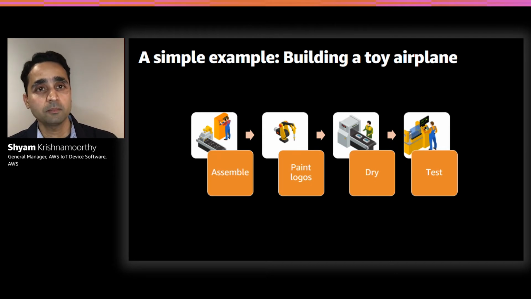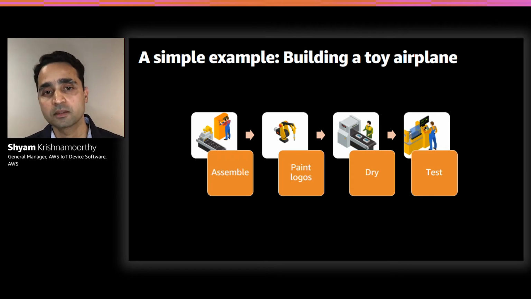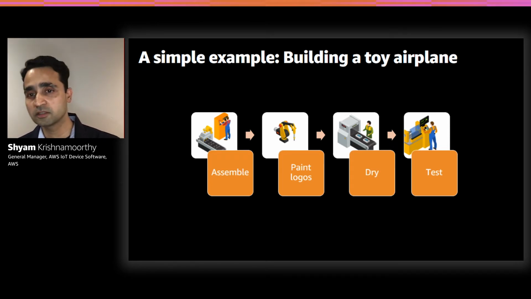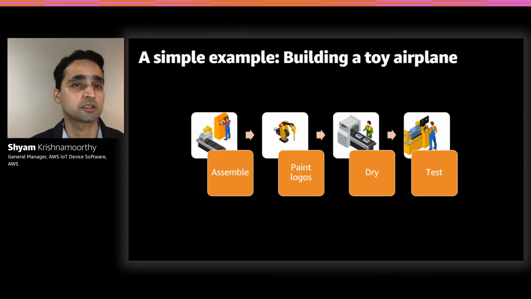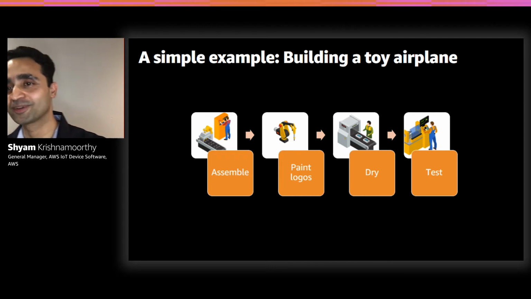So the first cell has a machine that takes those 4 parts together and assembles it. The second one has a machine that paints the logo on it. The third station has a drying station, which does a heat dry both for the logo and for the glue that puts all those parts together. And the last station is a testing station, which does a stress test as well as looks at the paint quality before it's packed off and shipped to kids all over the world, right?